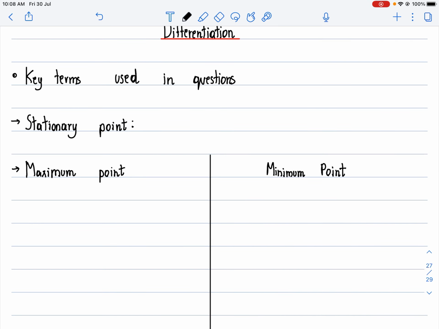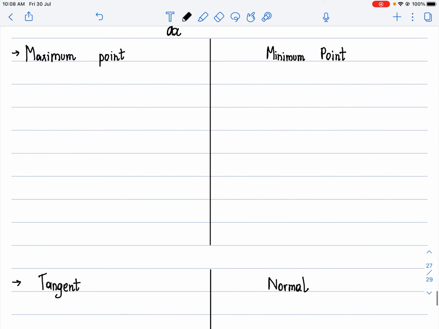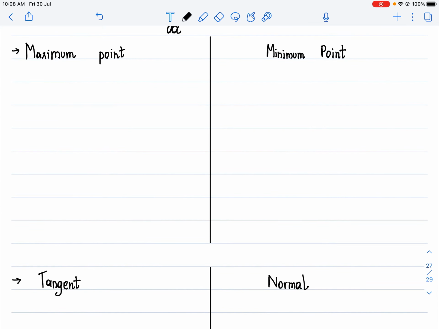Whenever you see the term stationary point, you should know that your gradient, which is your dy by dx, is basically equal to 0. Correct? So what they normally do is they tell you that there's a stationary point and they ask you to calculate the x coordinate. So whenever you get your dy by dx, you equate it to 0 and calculate your x. Correct? Now let's come to a maximum and minimum point.